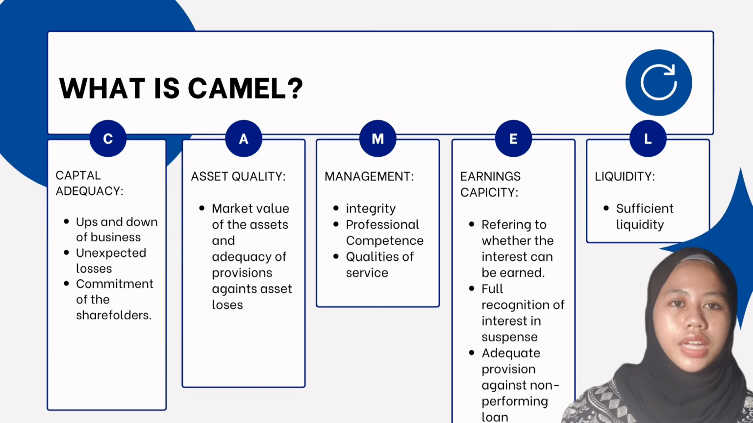Next is earning capacity, which does not refer to how much interest income is shown in the balance sheet, but instead refers to whether the interest can be earned. It takes full recognition of interest in suspense and adequate provision against non-performing loans.